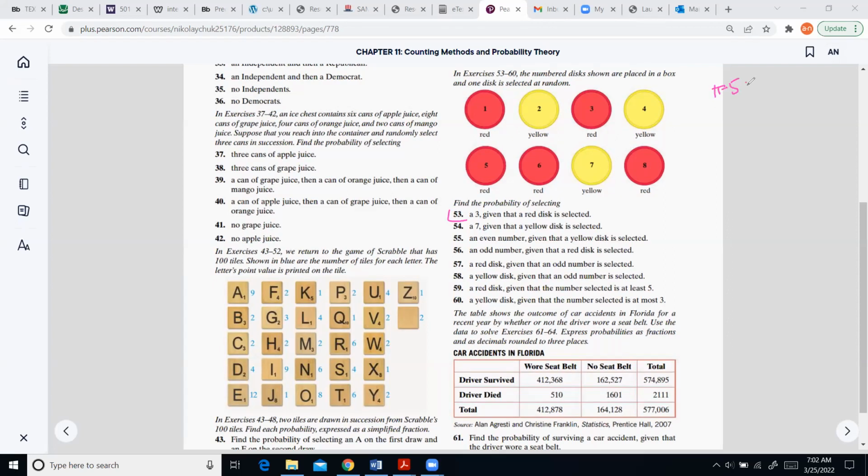That deals with 3 given that a red disk is selected. So probability that we get a 3 given that we are on red. So if we're on red, it means we don't have yellow. So we don't have these 3 circles for sure. So it looks like we have 5 total to choose from, right?